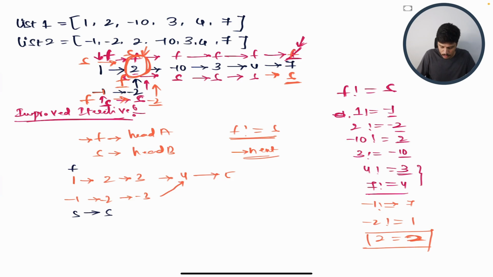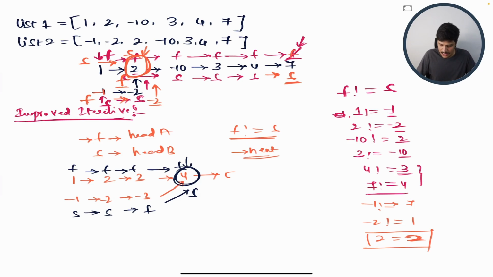Then what will we do? We will move both of them to the next, and 2 and -2, which are not equal, so both of them will move to the next. And here, both of them are not equal, so both of them will move to the next. Okay, at this point of time, both are pointing to the same node, which is nothing but 4. So the intersection point is nothing but 4.